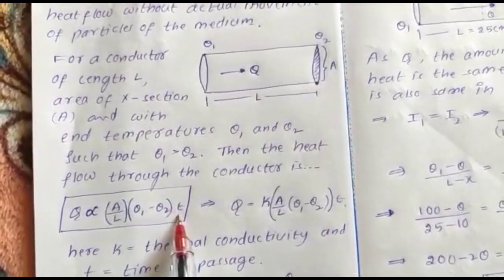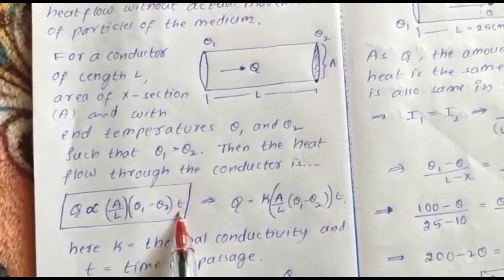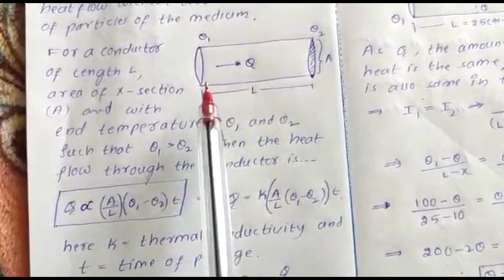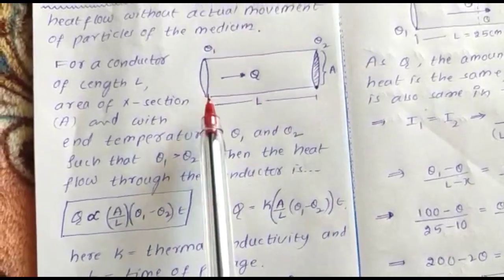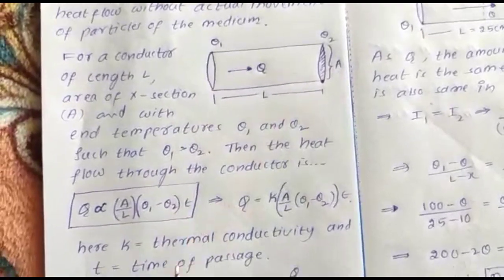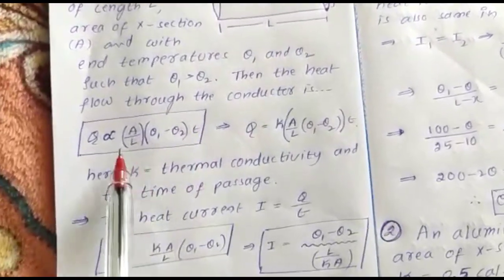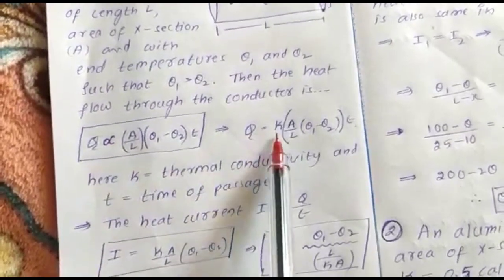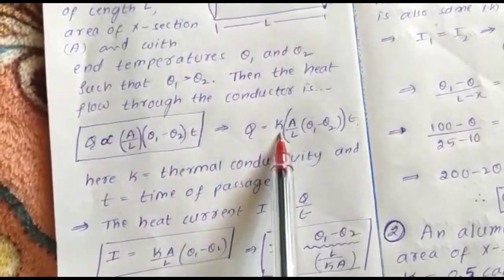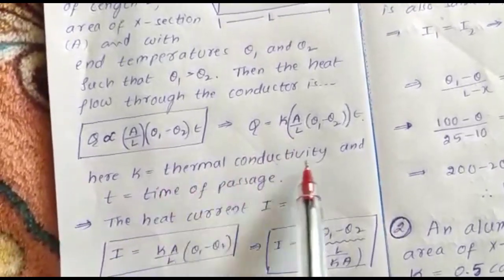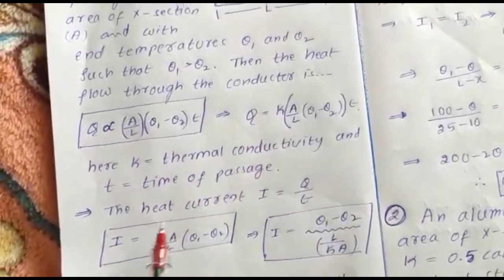So what is t here? Time of flow of heat from the first end to the second end. This means the time taken by the heat to flow from the first end to the second end is t. Now here we got one proportionality constant. When we remove the proportionality, we get one constant, that constant is K. This proportionality constant K is called thermal conductivity.